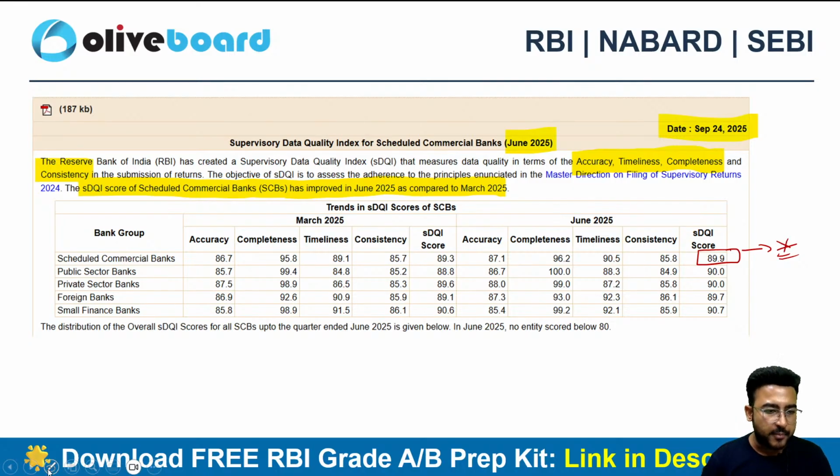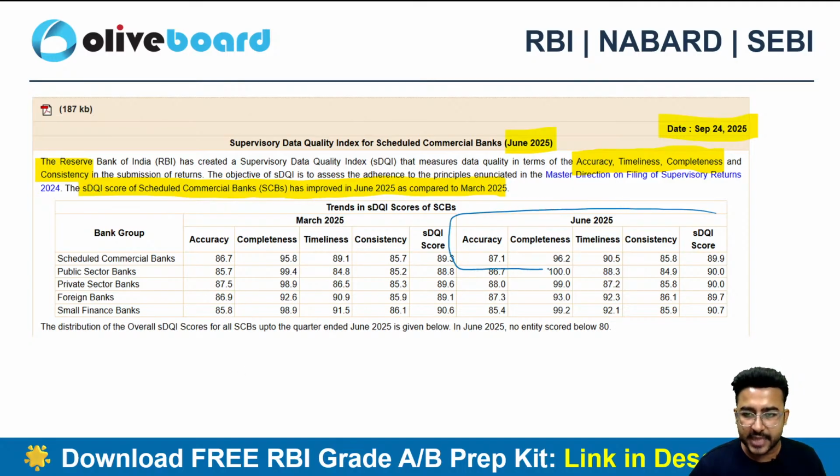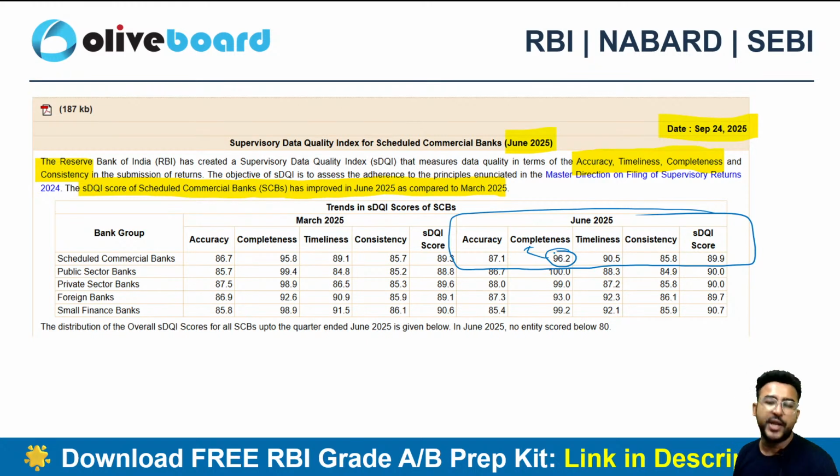Now when I talk about different areas like accuracy, completeness, timeliness, consistency, scheduled commercial banks are reporting the highest quality in terms of completeness. We do have a 96.2 score in completeness. Out of the rest of the factors, the scheduled commercial banks are outperforming in terms of completeness.